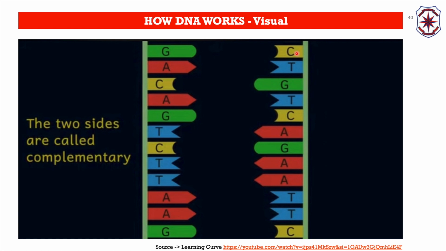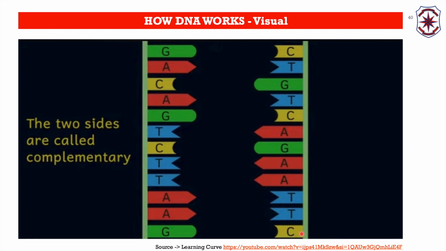The car always parks in the garage. Therefore, C is always complementary to G. And the apple always falls from the tree. Therefore, A is always complementary to T. So if in one strand there's a G, on the complementary strand, there will be a C. If on one strand you see a T, on the complementary strand you will see an A. All right? So that's how complementary base pairing works on DNA.